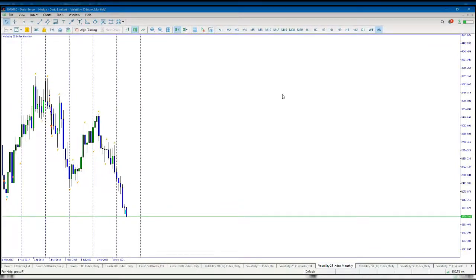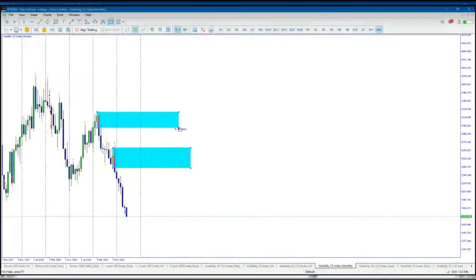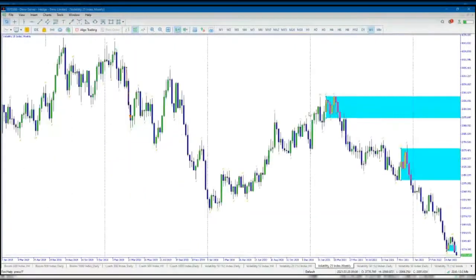Price can decide to come back to either this place or this zone before they push back. So we still have more room to the downside. So let's go to the weekly then.